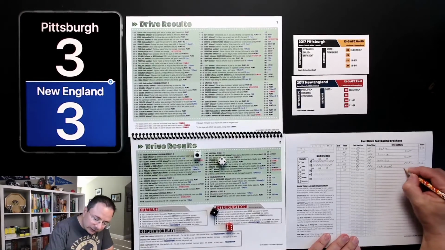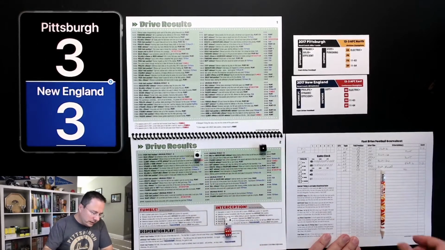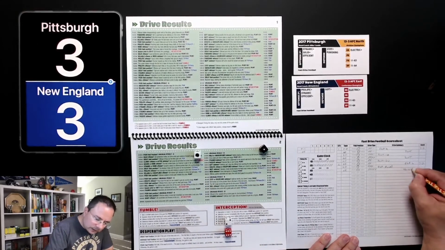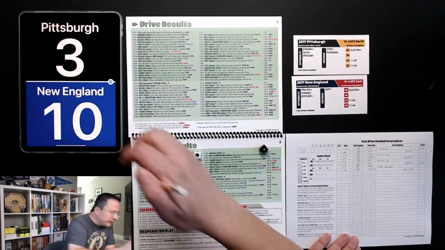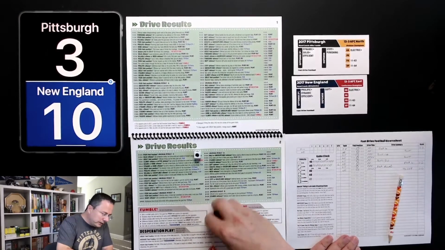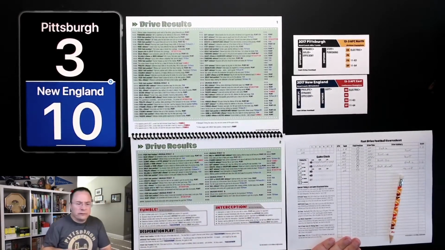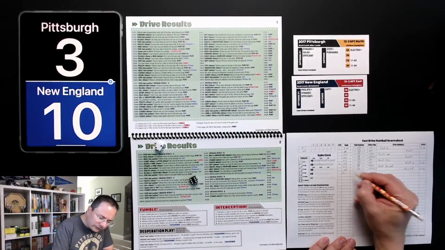So it's a touchdown for New England. Let's see if they make their extra point. They do. So New England now posting a 10-3 lead. They're going to go ahead and kick off. There is the option for the squib kick. They're just going to kick off normally. 62 gives Pittsburgh average field position.